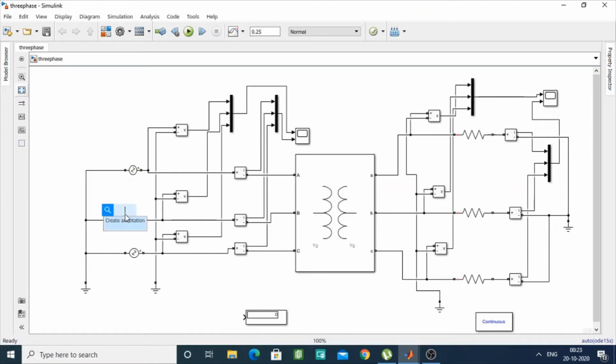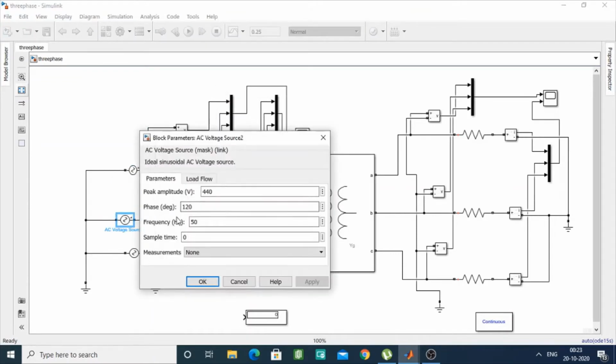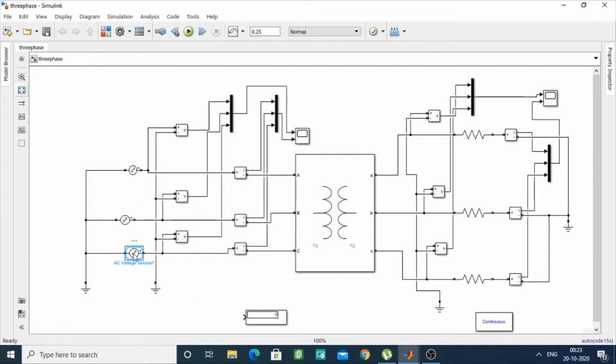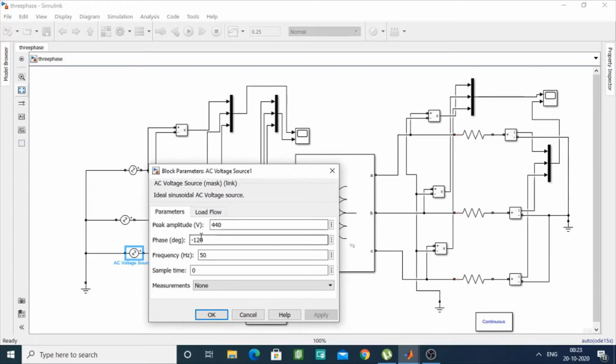Now everything will remain the same for the rest of the two voltage sources except the phase degree. For the middle one, it is 120 degrees, everything else is the same. The peak amplitude is 440, frequency is 50 hertz, and for the third one, the phase degree is minus 120 degrees, and the rest of it is the same.